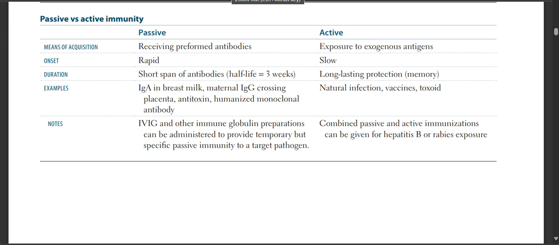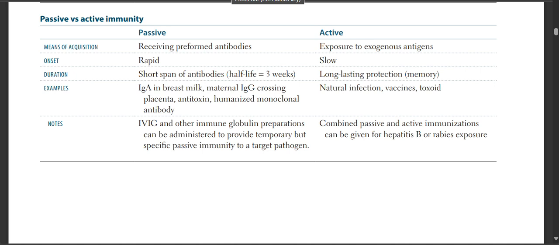Oh, sorry, I just muted for one second. Okay. So, the difference between active and passive, it's pretty, you know, what's happening? Why am I forgetting words?